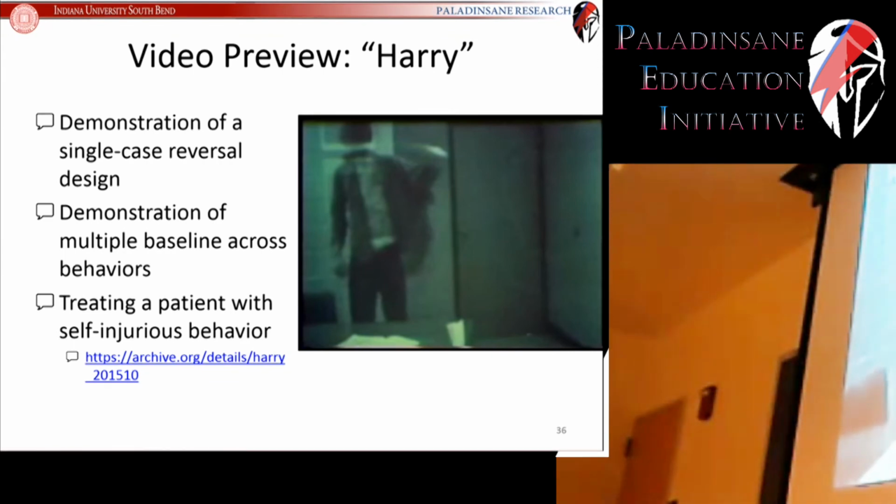Harry was left alone so that we could determine how much he would self-abuse when we began using the timeout procedure during the treatment program.